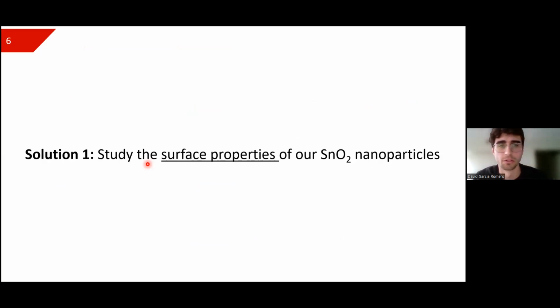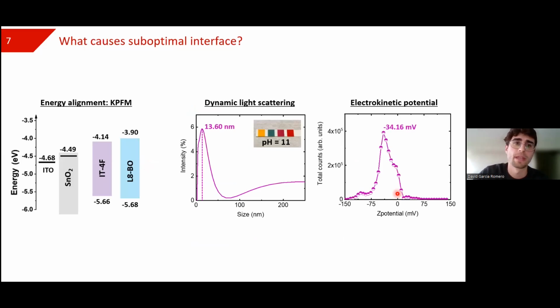So I will call this solution 1: to study the surface properties of our tin oxide nanoparticles. Starting from here, we studied the thin films of our tin oxide, and we characterized them with Kelvin probe force microscopy so that we can understand if the Fermi level is well aligned with our small molecules. This is the case. We extracted the value, and we see that in principle there shouldn't be an extraction barrier from the electron extraction point of view.